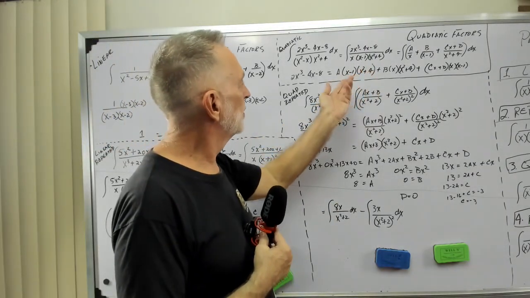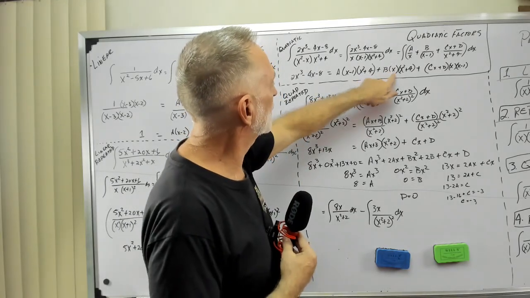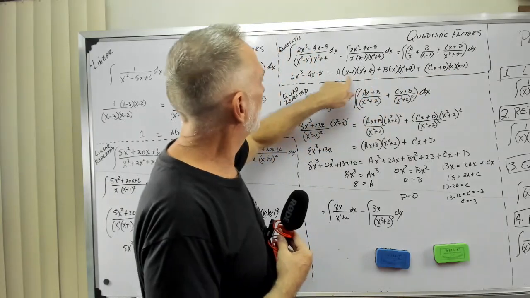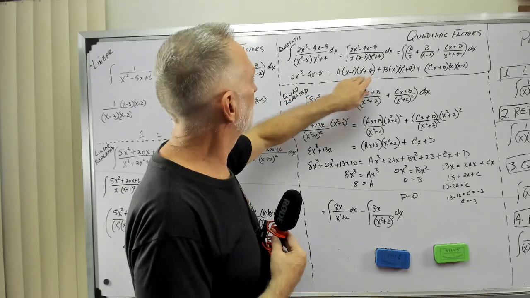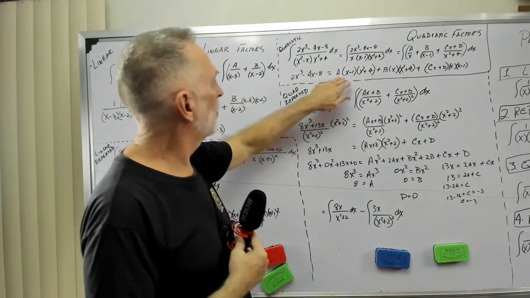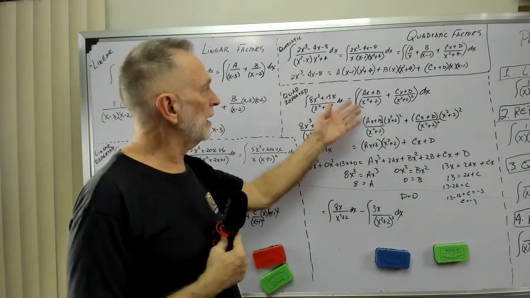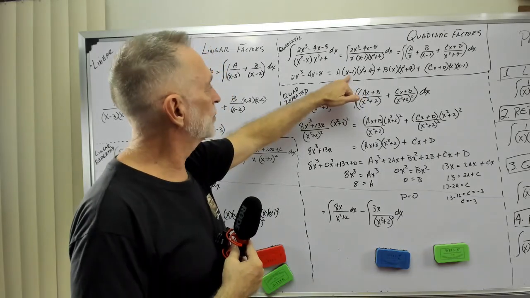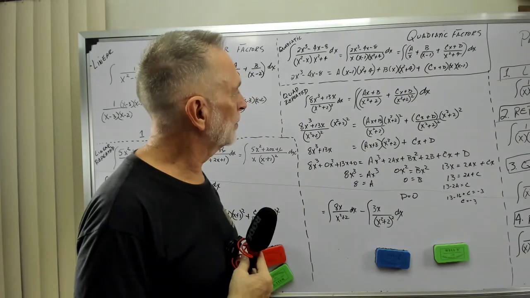Choose a number. What would be a number here? 0. x equals 0 wipes out this, wipes out that. I'm left with negative 1 times 4 is negative 4. Negative 4A equals negative 8. So I can solve now for A and then choose a number, like if you want to get rid of this one, let x equal 1. And then you can work your way through.